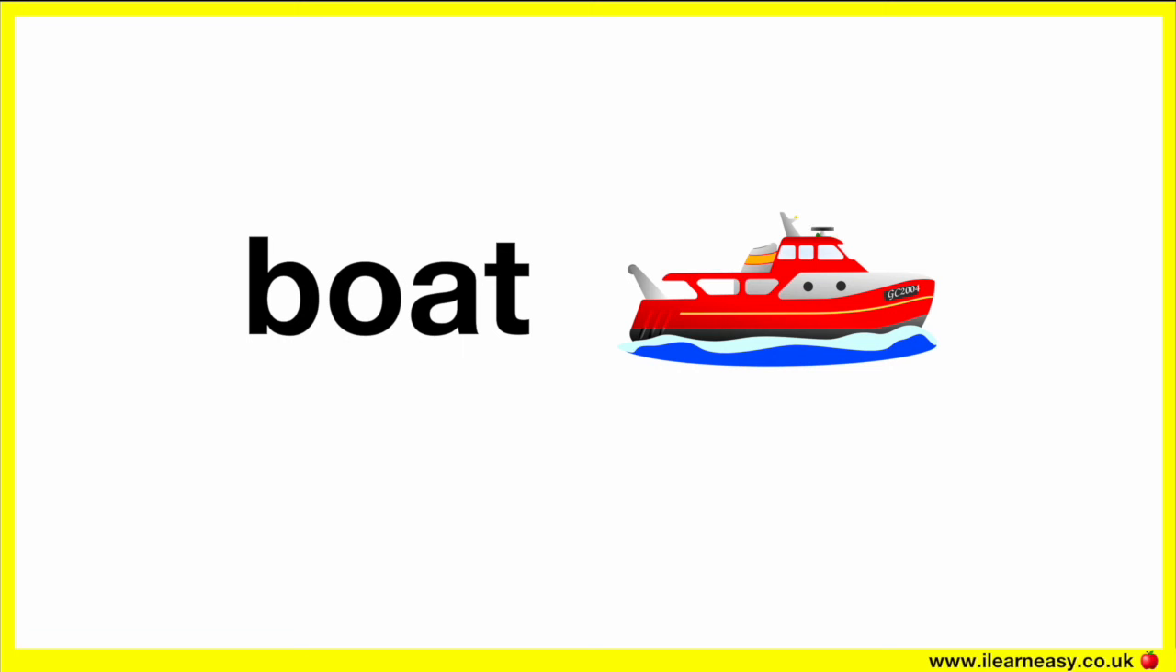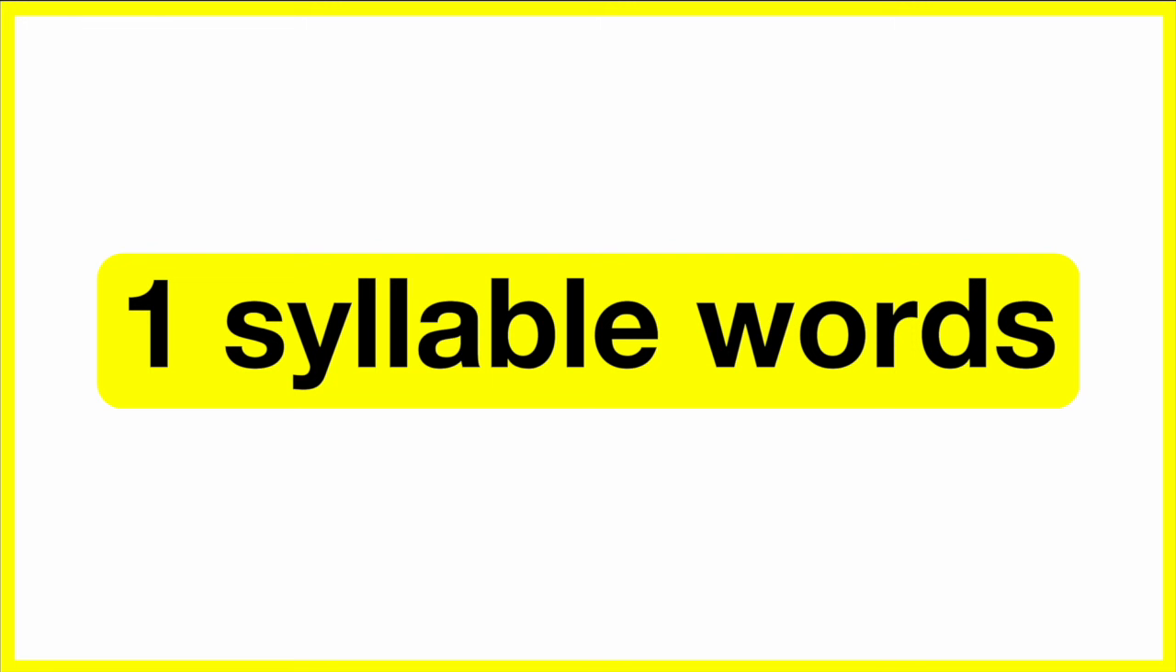For example, boat. In this example, the letter B is a consonant, the letter O is a vowel, the letter A is a vowel, and the letter T is a consonant. This word has two vowels. However, these two vowels make a combined O sound. Therefore, it has one syllable. Boat. Now let's look at a list of one-syllable words.